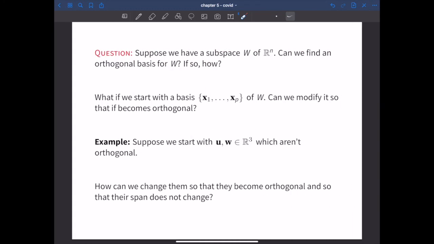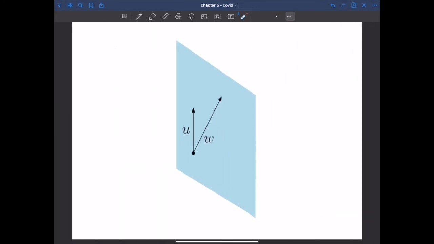Well, let's try and understand this with a picture inside of R3. So to make things really concrete, let's start off with two vectors, u and w, inside of R3. Suppose they're not orthogonal to each other, and suppose that they span a plane inside of R3. All right, so here's the picture. We have our vector u, we have our vector w. These vectors are not orthogonal, but they do span the plane here, which I've drawn in blue.